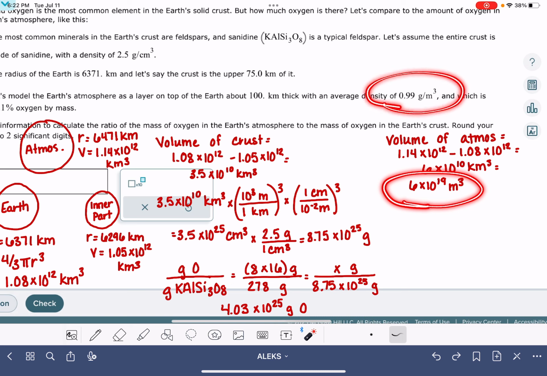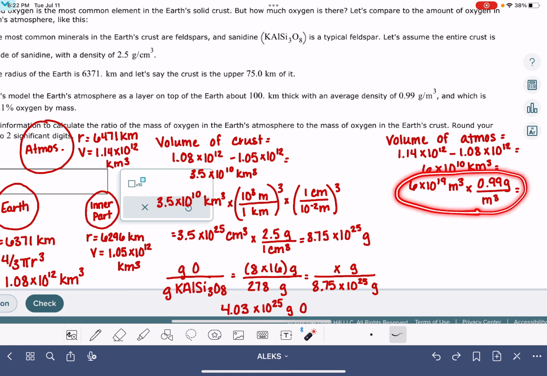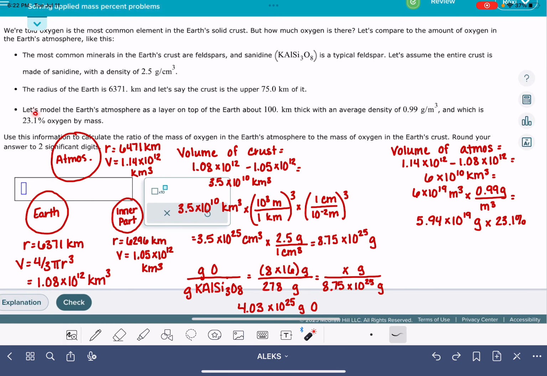Now we're going to use the density to figure out the mass of the atmosphere. Multiply it by the density. Those cubic meters cancel. There's the mass of the atmosphere. Now, this part is actually a little bit easier because it does tell us that the atmosphere is 23.1% oxygen by mass. So we don't need to use one of these kind of setups. We already know that 23.1% of this mass right here is oxygen. So we're going to take this mass and multiply it by 23.1%. There's the mass of oxygen in the atmosphere.